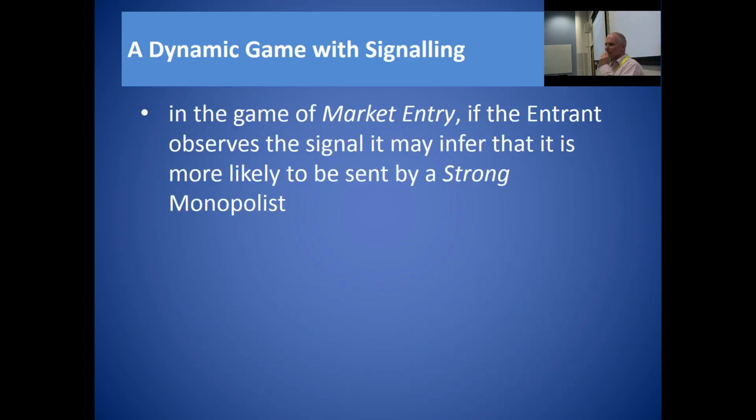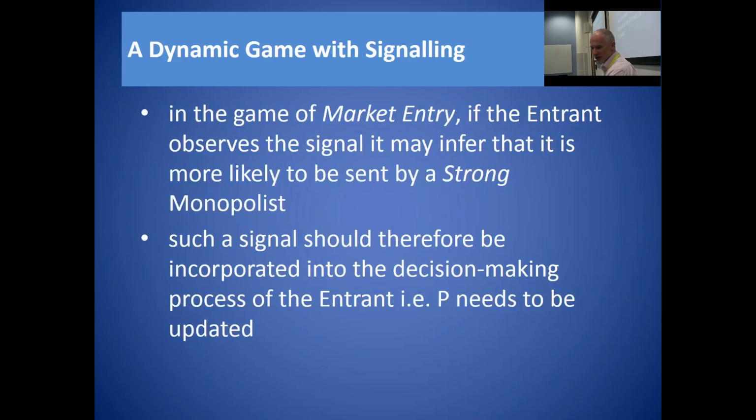So, what does that mean then? Well, given the way that we've set this up, the important thing is if the entrant does observe the signal, it's more likely that the monopolist will be strong. And if the monopolist is more likely to be strong, it's less likely that the entrant will enter the market. And that is what this boils down to. Send that signal to increase that value of P.